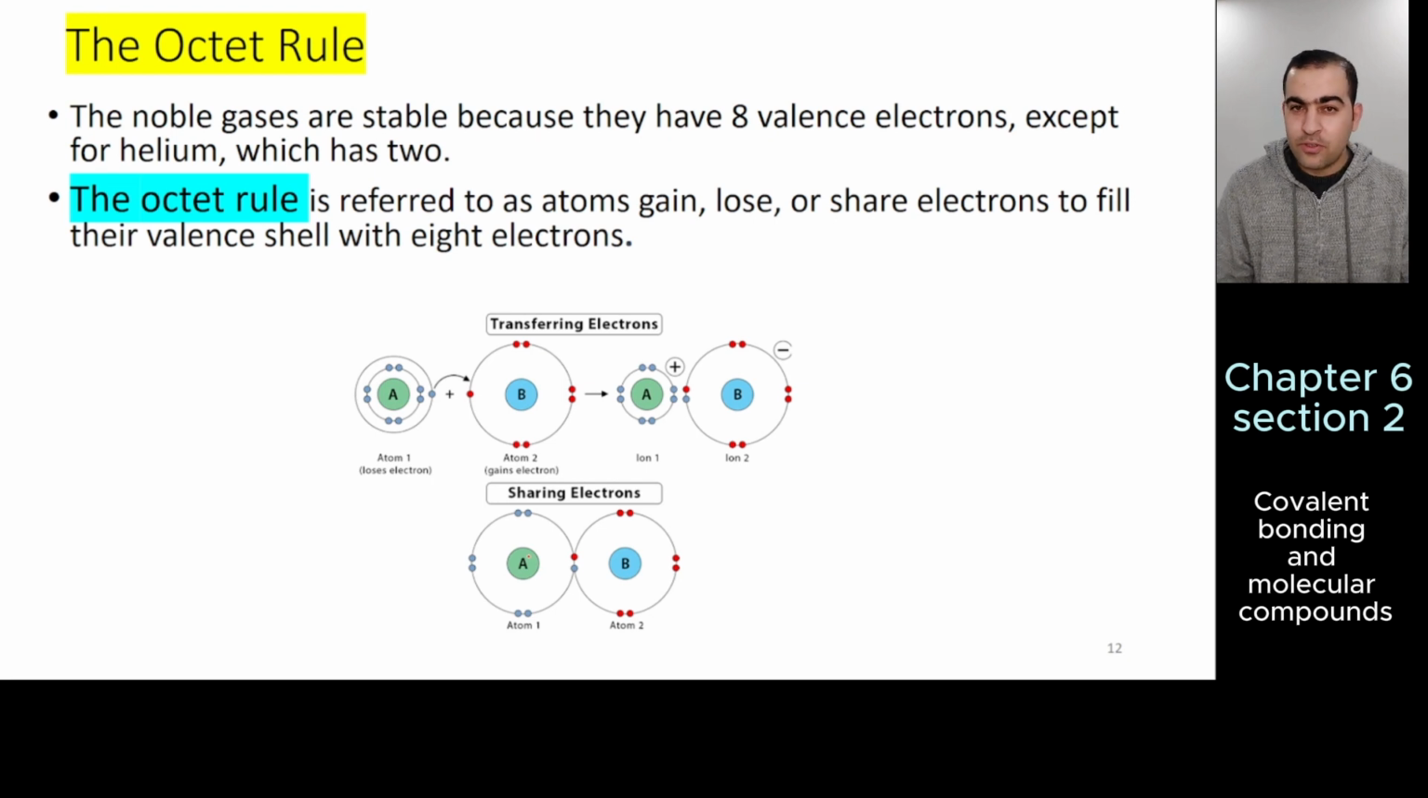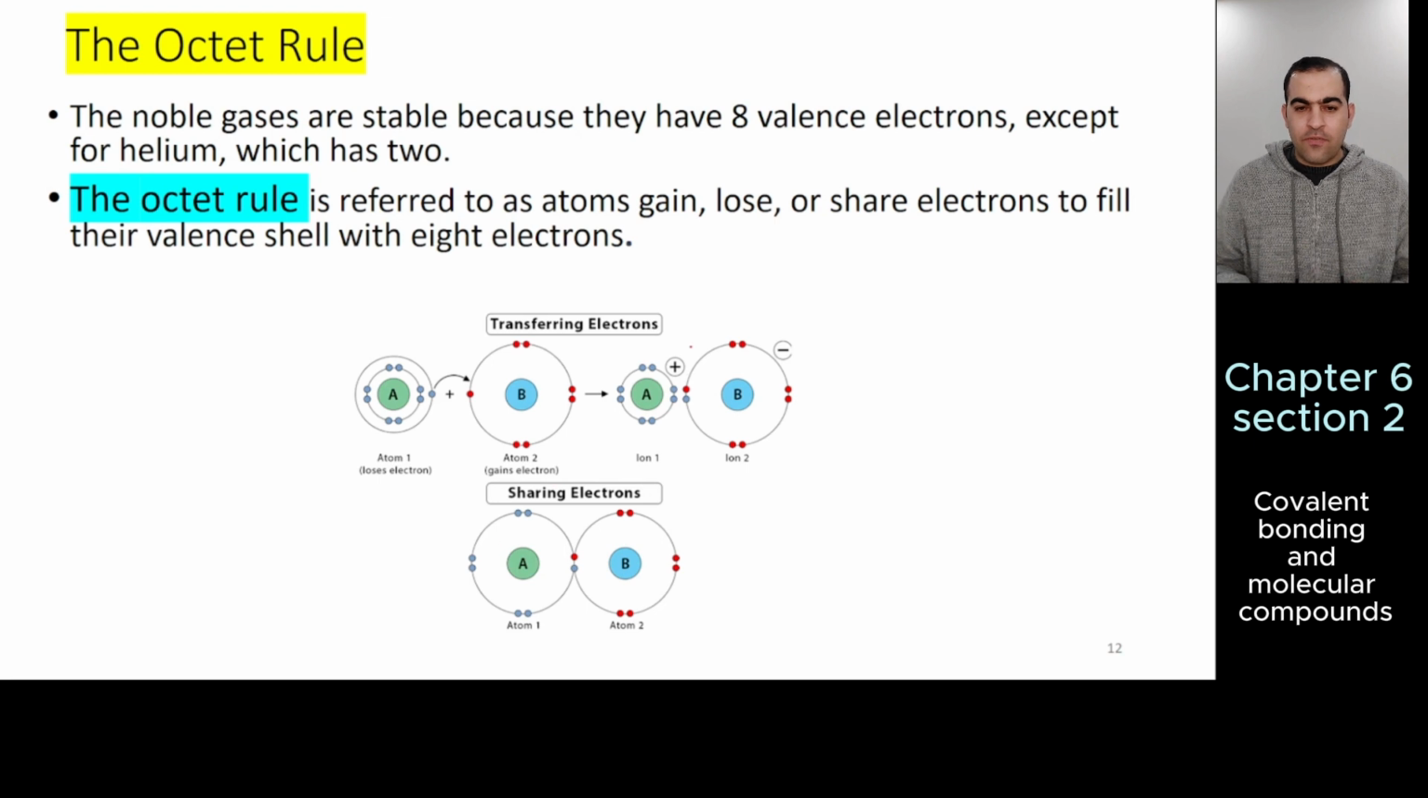Octet rule. Octet rule is important. Noble gases in group 18 are stable. Why? Because they have 8 valence electrons in their last shell, except helium, which has 2. So noble gases are happy. They're stable because they have 8 valence electrons. Other atoms want to be stable like noble gases. How? By having 8 electrons in their last shell. So this is called the octet rule.